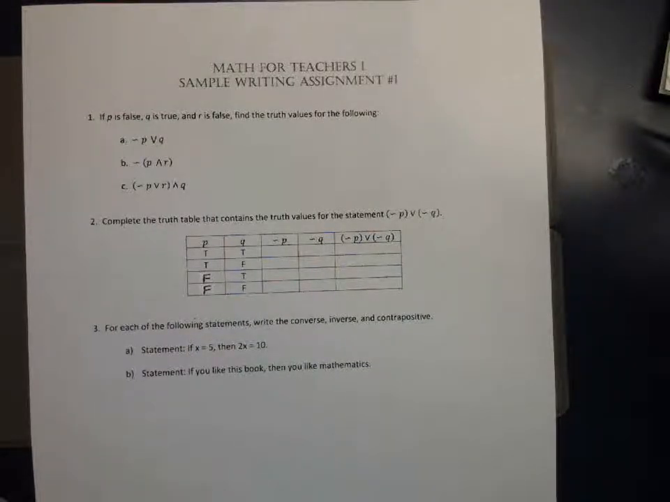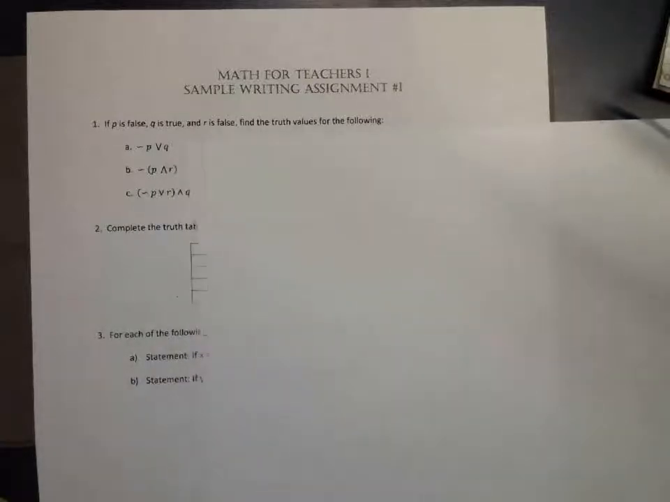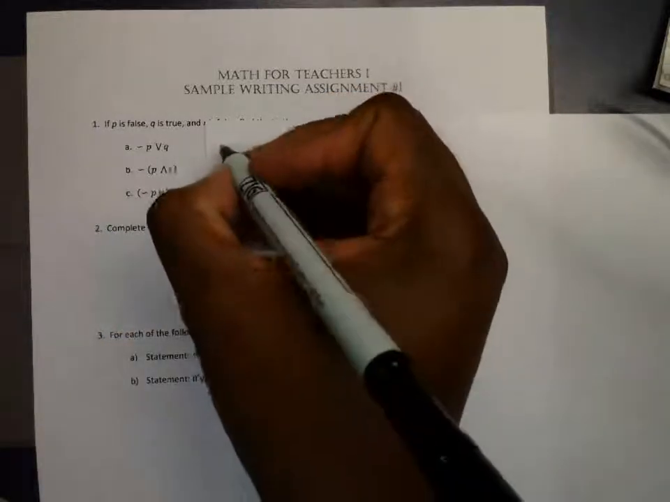Alright, in this video, we're going to talk about the sample writing assignment number 1, which is similar to the actual writing assignment in Canvas for Math for Teachers 1. And I'll just go over these problems which are similar. Like in problem number 1, if P is false, Q is true, and R is false, find the true values for the following. Okay, so in part A, we got this notation, not P or not P and Q.